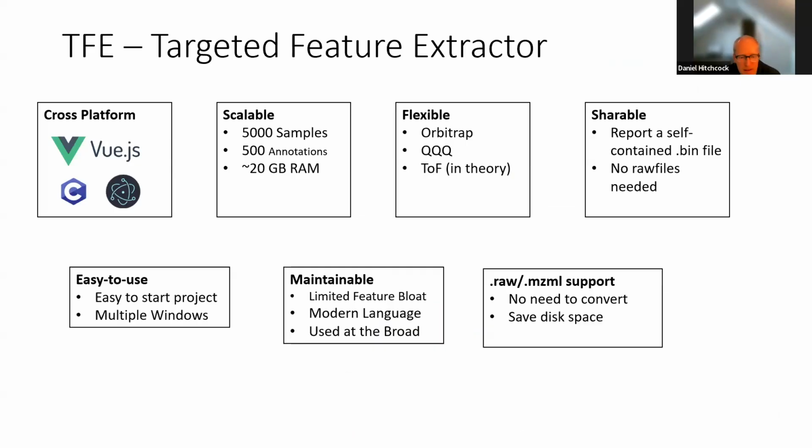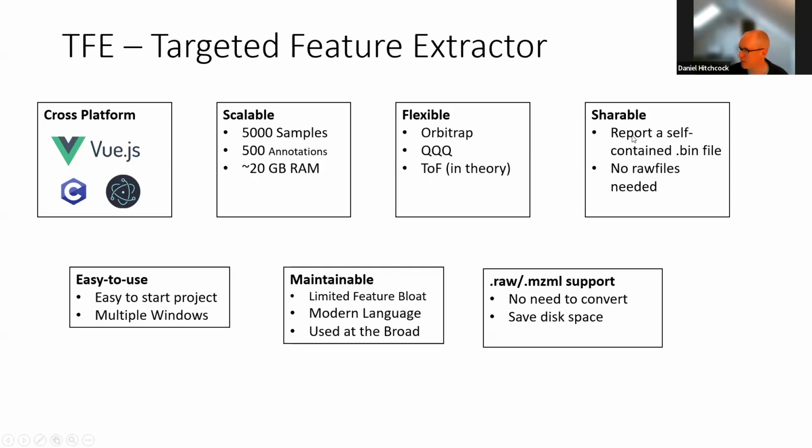We've tested it with, I think, like 8,000 samples so far. Even at 5,000 samples and 500 annotations, it only takes 20 gigabytes of RAM to run. We can also take Orbitrap and triple quad data, and in theory, we can take mzML files for TOF, though I learned we need to work on it. It's kind of funny what happened, but each scan is its own scan filter, basically.